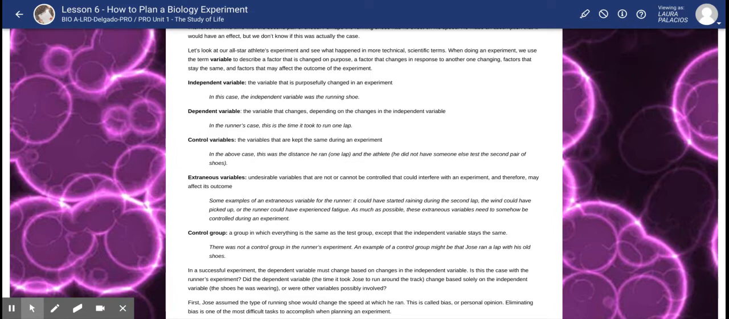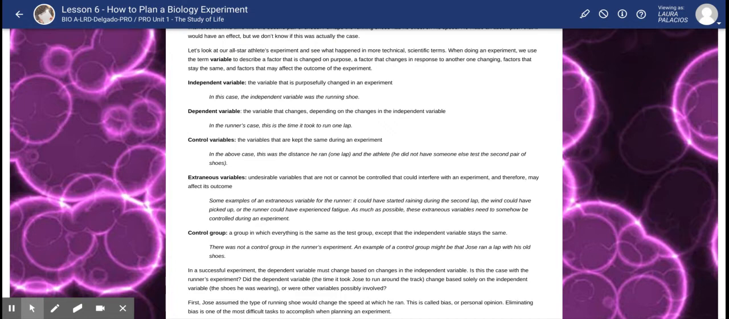And control variables, the variables that are kept the same during the experiment. In the above case, this was the distance that he ran, which was one lap, and the athlete. He did not have someone else test the second pair of shoes. So the control variables, there's 2 in this case. It's the distance of the lap that he ran and the athlete, Jose himself.